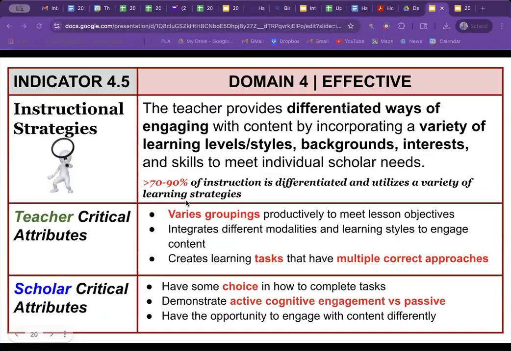All right, this is the PLA Domain 4, Indicator 4.5, that targets what engagement looks, feels, sounds like, and the role of the teacher and the scholars. Take 30 seconds to read and review it.